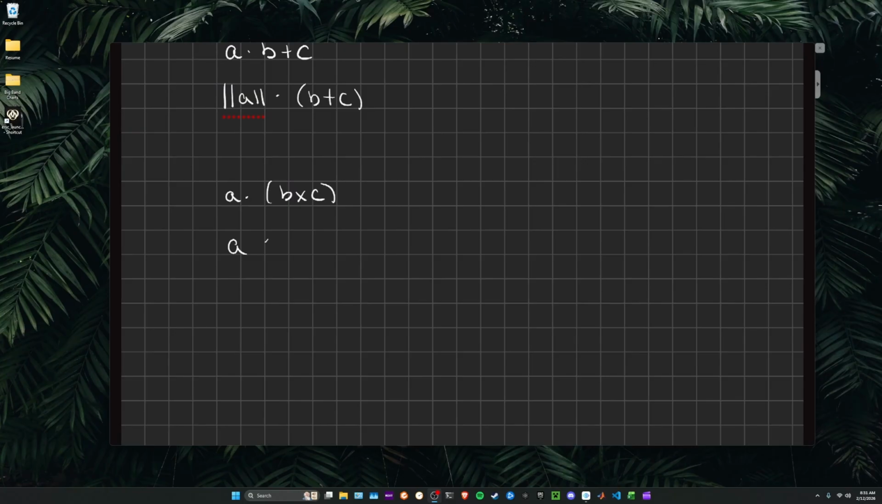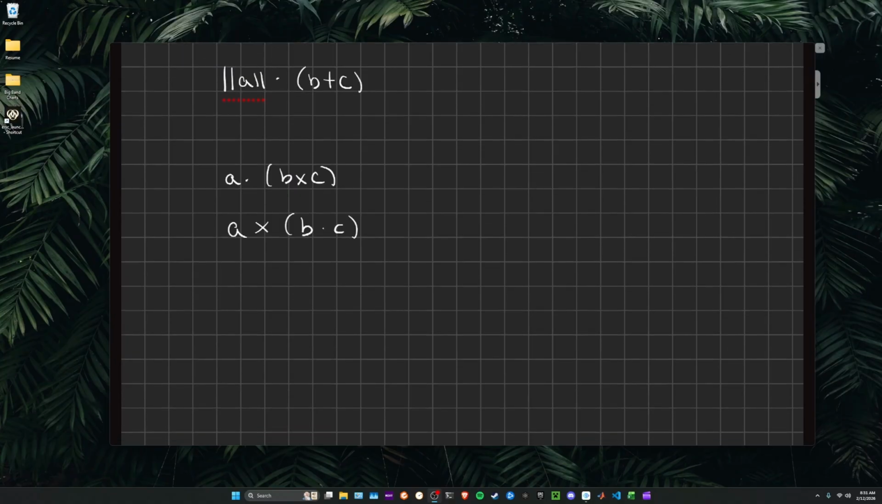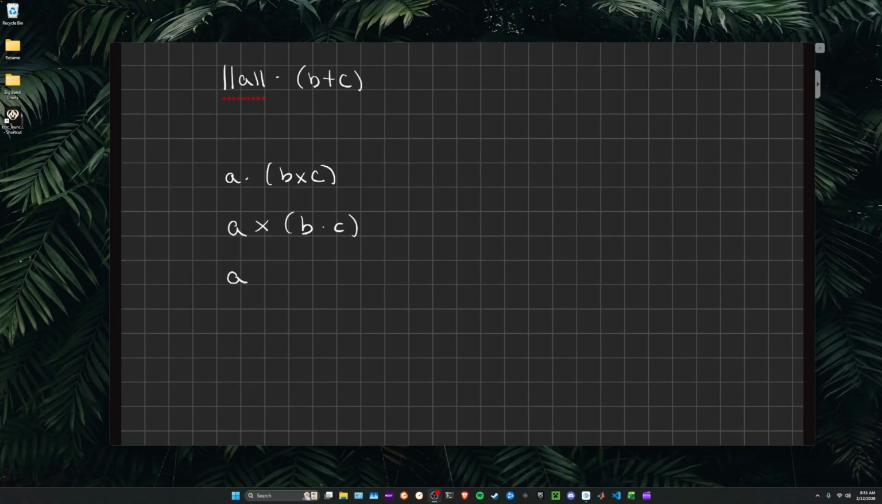And then we have A cross B dot C. This is meaningless. Cross product, like dot product, needs two vectors, but the dot product here yields a scalar, so we'd be trying to cross a vector with a scalar. Okay, then we have A cross B cross C. This is meaningful. This would just be a vector. B cross C yields a vector, so it would be crossing A with some vector, which is perfectly defined.